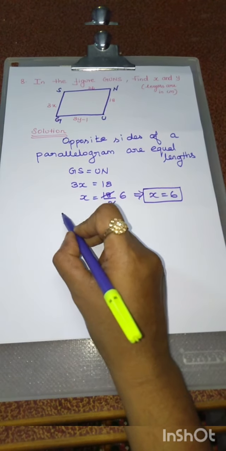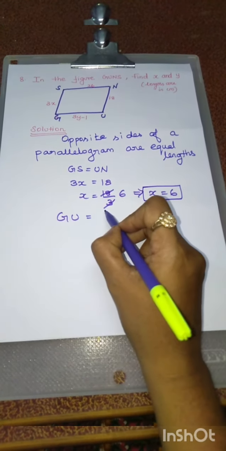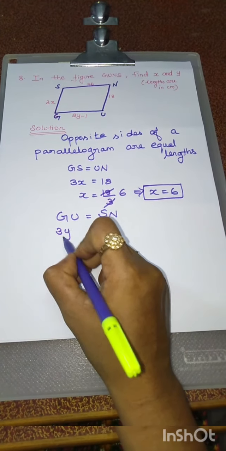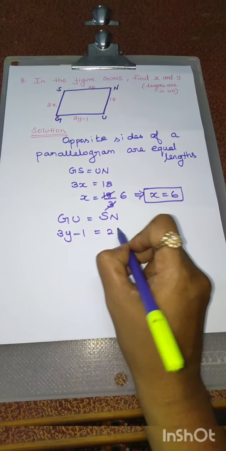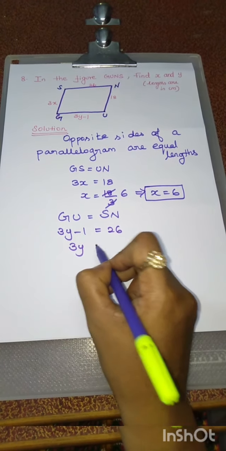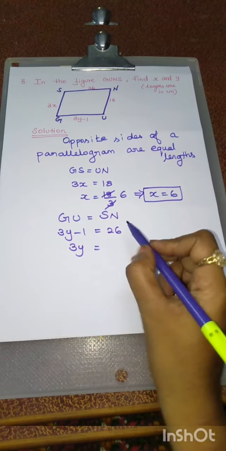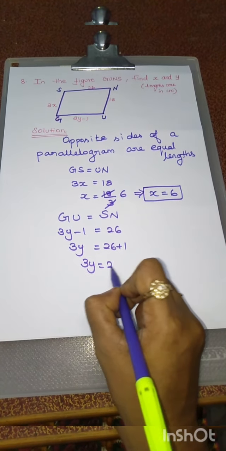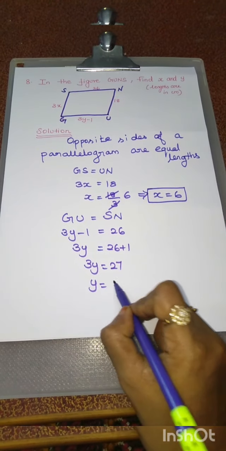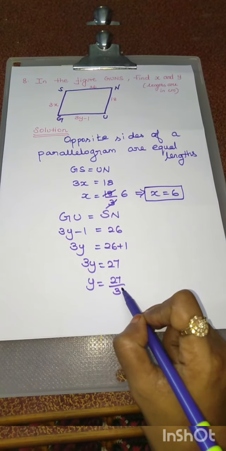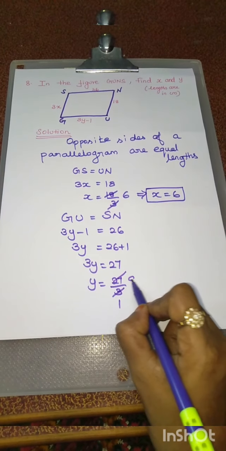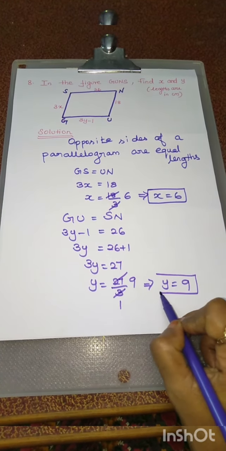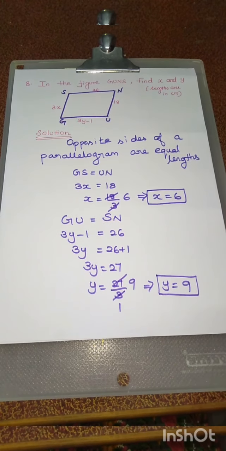Next we take the next side, GU equal to SN. What is our GU value? 3y minus 1 is equal to 26. 3y is equal to, change the minus 1 to RHS, so 26 plus 1. So 3y is equal to 27, Y is equal to 27 by 3. Cancel the values, 3 ones are 3, 3 nines are 27. So Y is equal to 9. Therefore X is equal to 6 and Y is equal to 9. That's all.